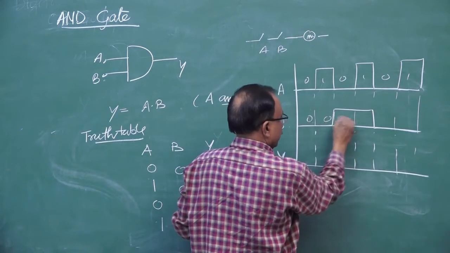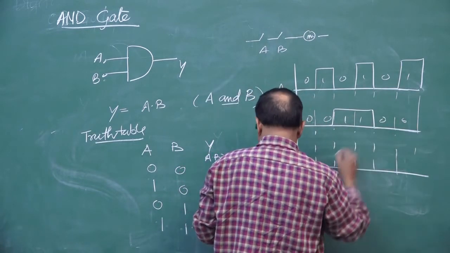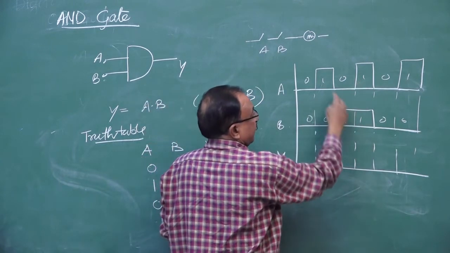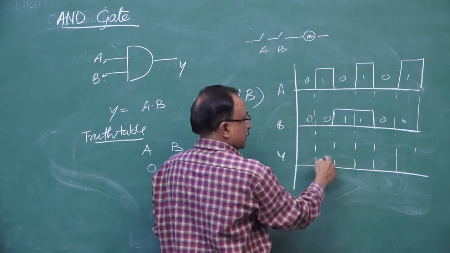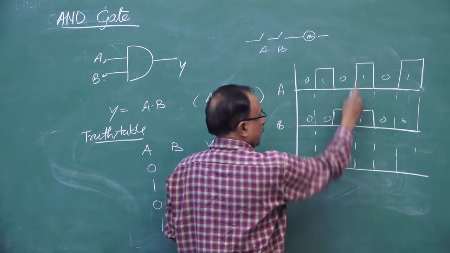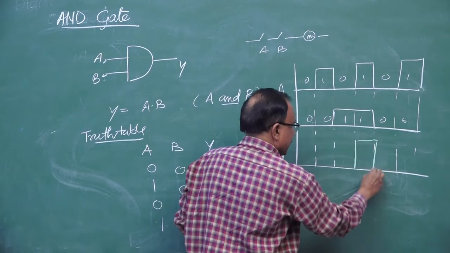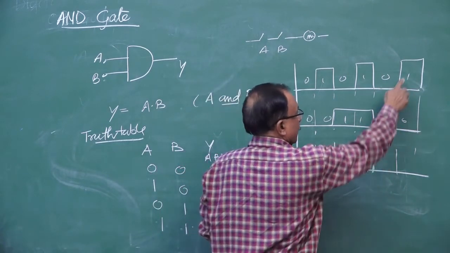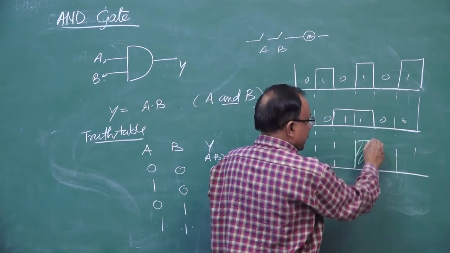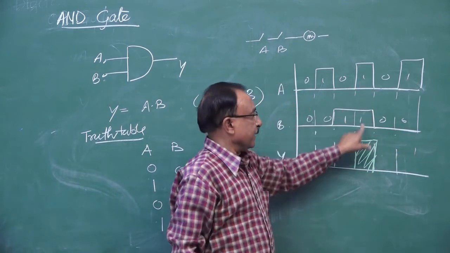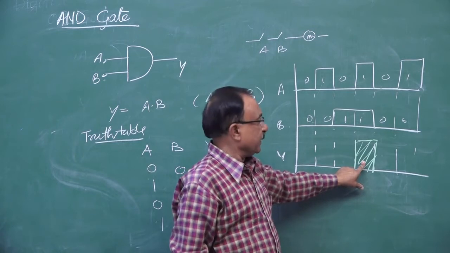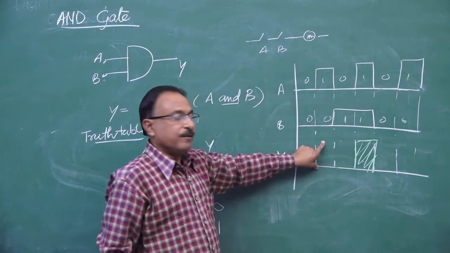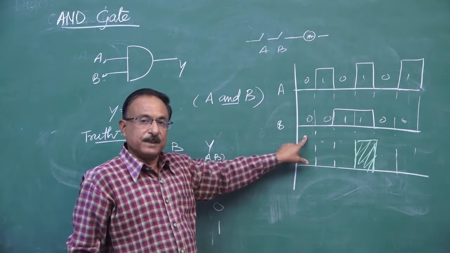The input pulses are 0, 0, 1, 1, 0, 0. What will be the output? Output will be where there is a 1 and 1. For 1, 0 there is no output. For 0, 1 there is no output. There is an output only at this point. Then there is no output. So we get output when both of the pulses are at 1, high value. There we get the output. So that is the graphical representation of the output of the AND gate in the form of pulses.